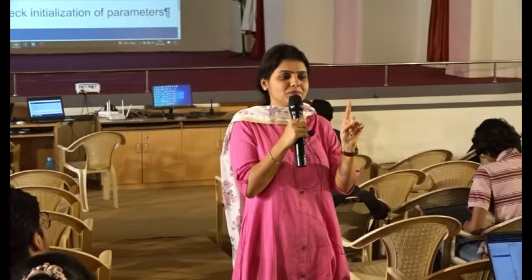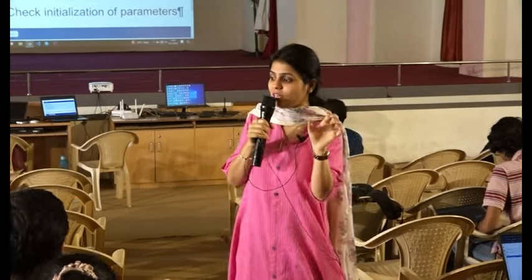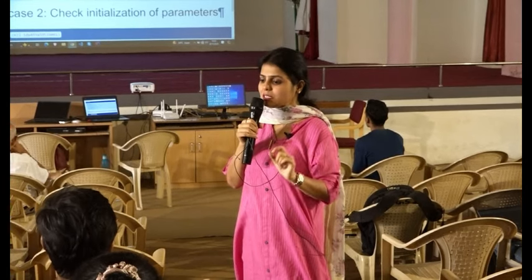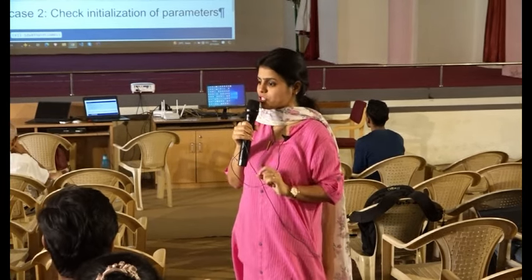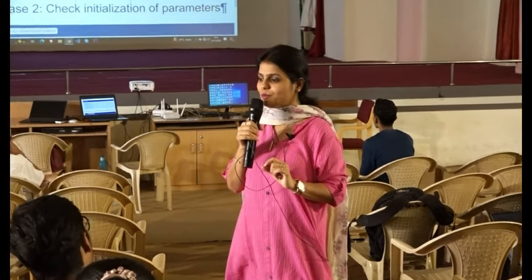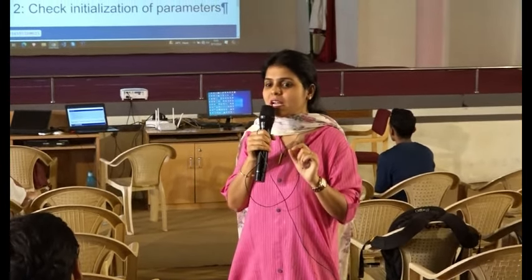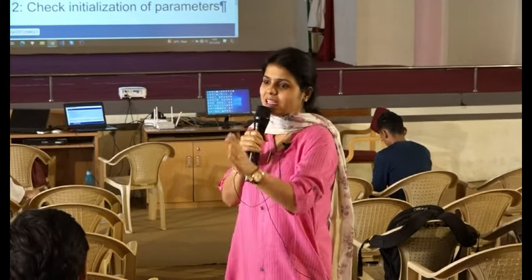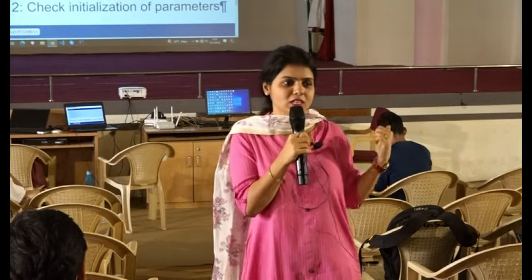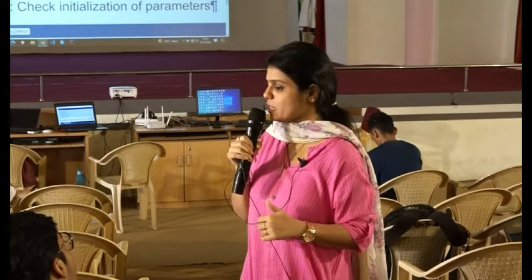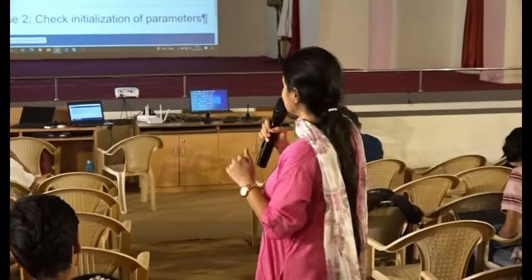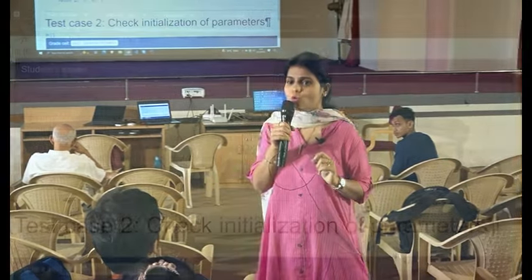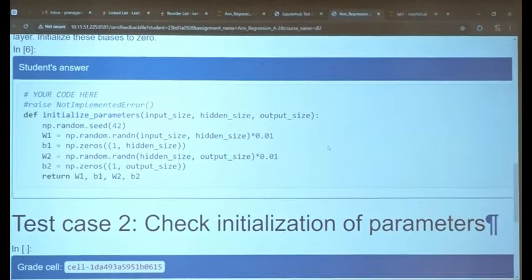W1 is for generating random weights for input size to hidden size, and then we add the bias term to it using the zeros function. And then what is W2? W2 randomly generates the weights from the hidden layer to the output layer, and then we declare the bias. Return all these 4 variables: W1, B1, W2 and B2. Did you all do it this way? Yes or no? So we'll go with the next task.